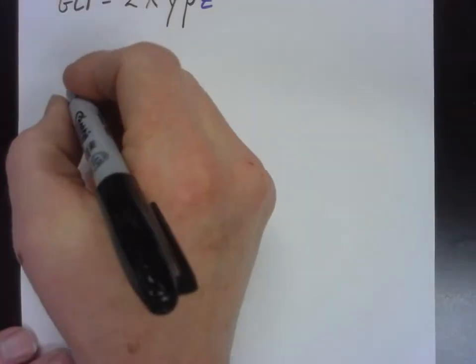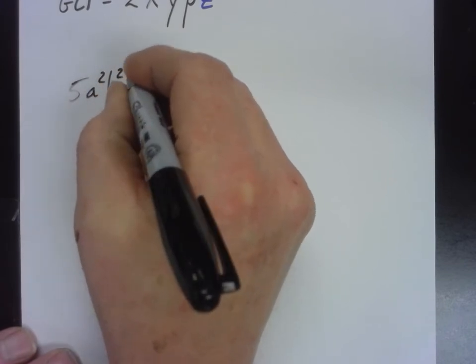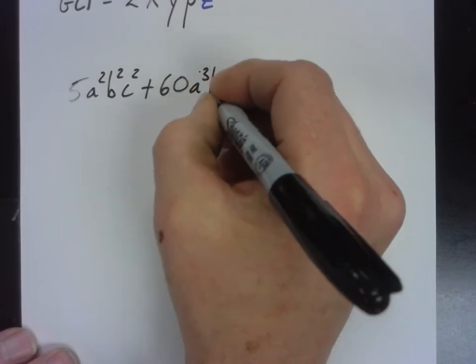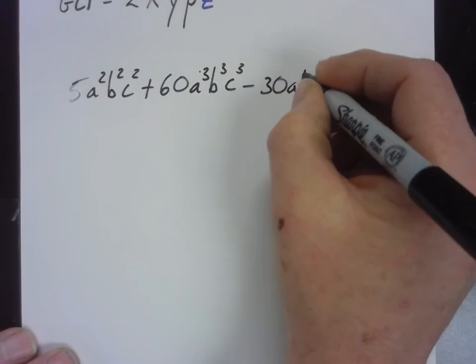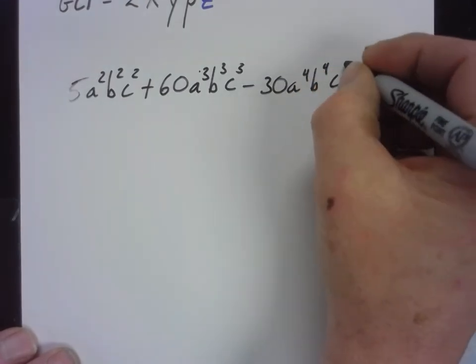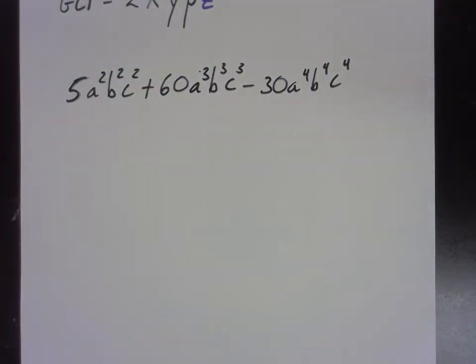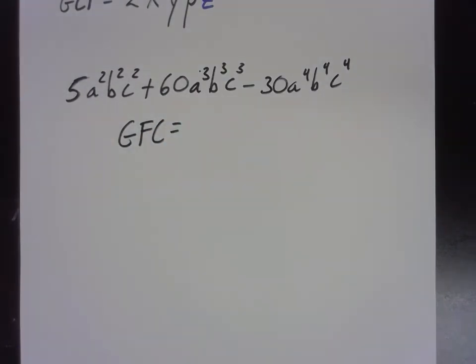Here, I'll write down an expression, and you guys write down the greatest common factor. You don't have to write down this original expression that I'm writing. Make sure that you put GCF equals, like that.